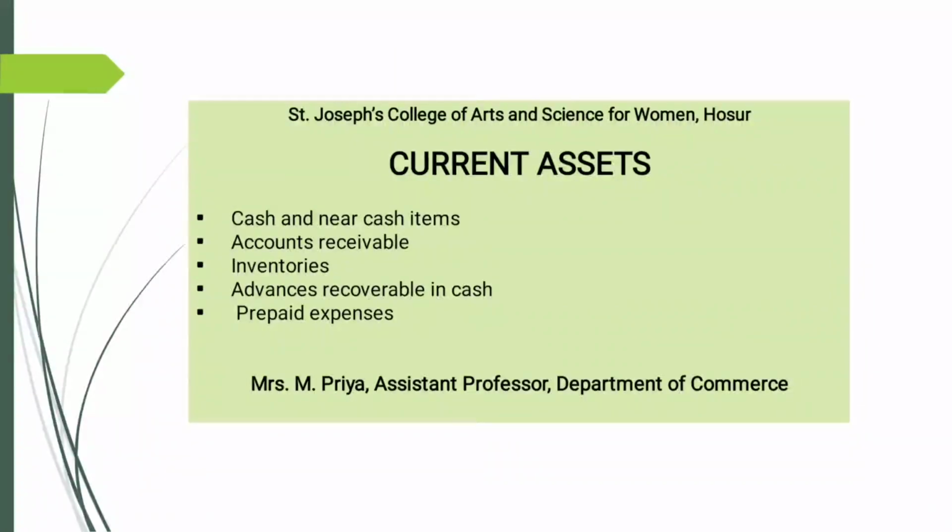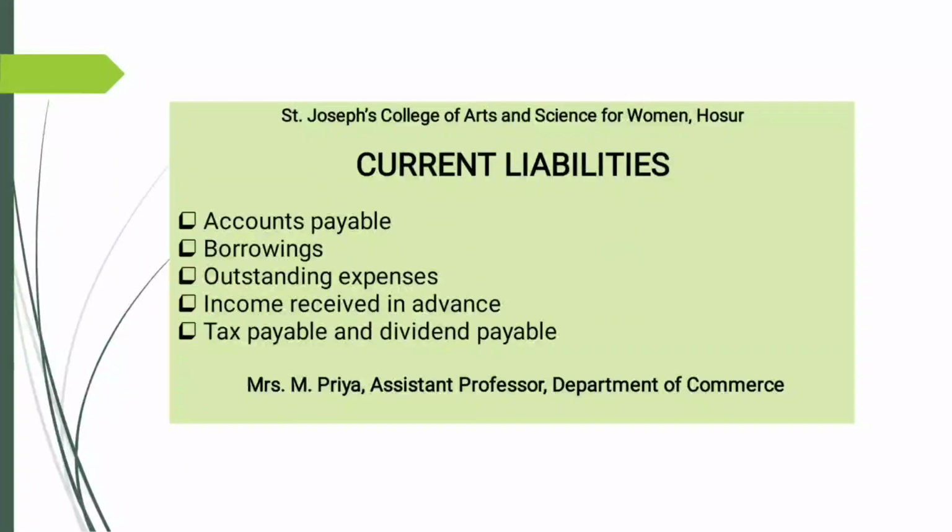Current assets. Current assets are the assets that a company or individual expects to convert into cash or use within 1 year or the normal operating cycle of the business. Current liabilities. These are the obligations or debts that a company or individual expects to settle within 1 year or the normal operating cycle of the business. The short-term financial obligations: accounts payable, borrowings, outstanding expenses, income received in advance, tax payable, and dividend payable. These are the examples of the current liabilities.